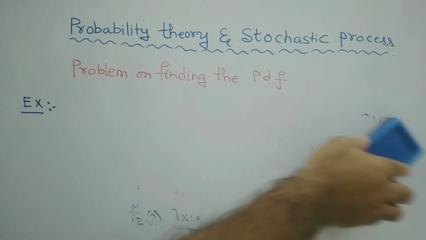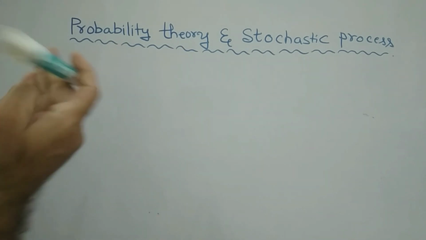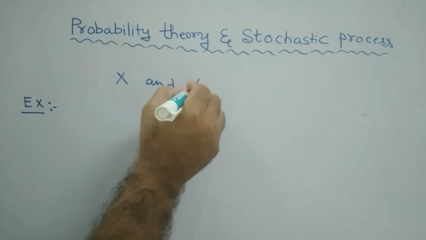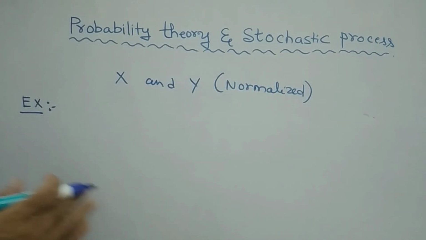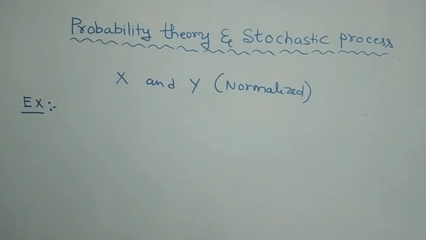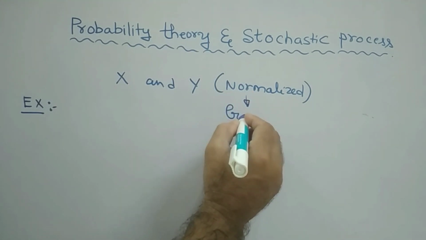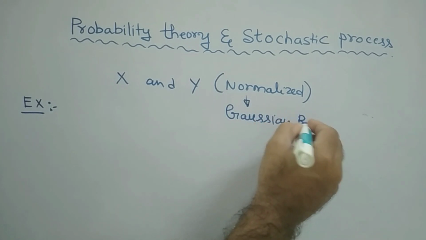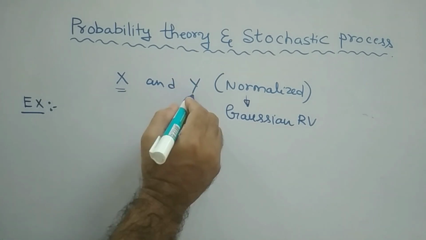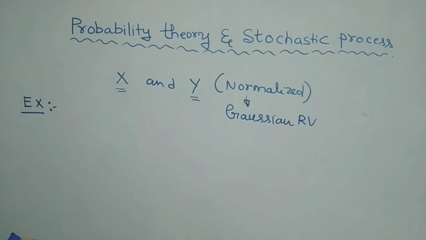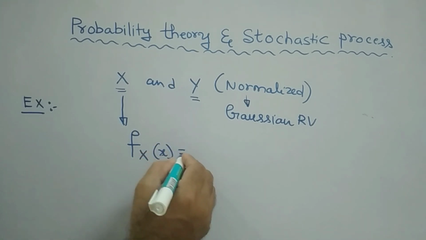So here I am defining that the random variables x and y are normalized. What is normalized? Remember that any random variable, either x or y, if it is said to be a normalized random variable, it can also be called a Gaussian random variable. Remember that. Normal random variables are also called Gaussian random variables. Any random variable x or y or whatever it is, if it is said to be a normalized random variable, then its PDF, small f of x, must be in this fashion. What is this fashion, you know?